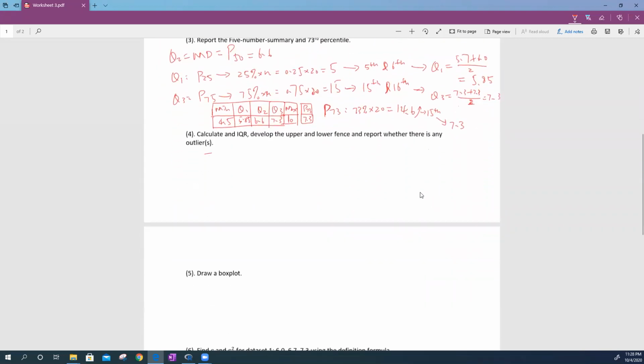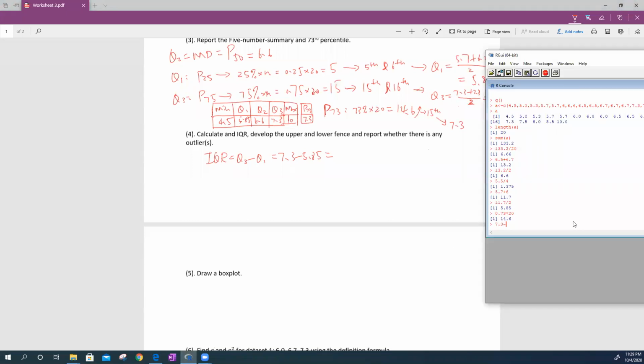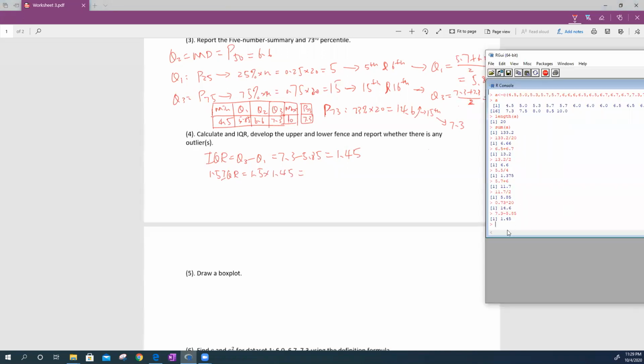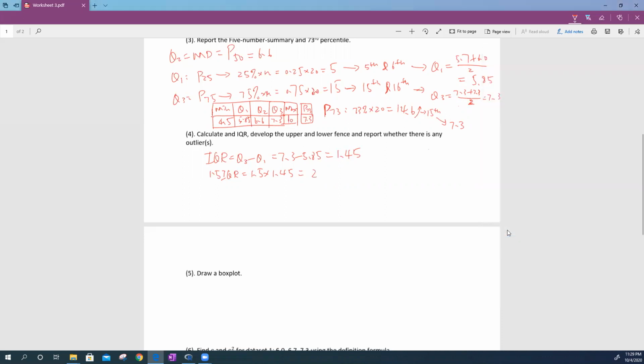And then we can calculate the IQR for the next question. So the interquartile range is Q3 minus Q1. So that's 7.3 minus 5.85. That gives us 1.45. And then 1.5 IQR equals 1.5 times 1.45, which is 2.175.